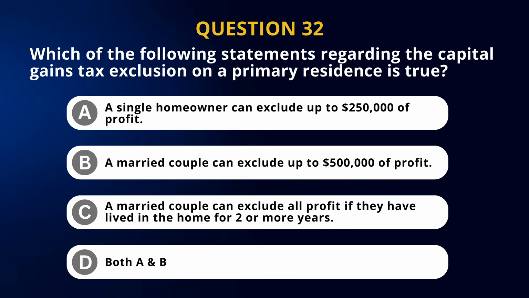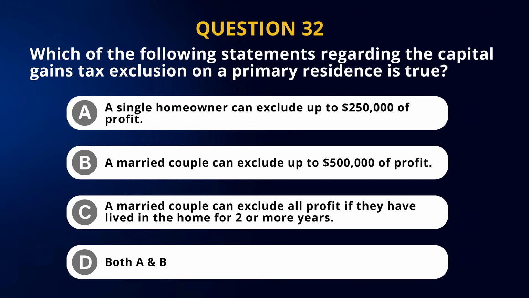Question number 32. Which of the following statements regarding the capital gains tax exclusion on a primary residence is true? Letter A, a single homeowner can exclude up to $250,000 of profit. Letter B, a married couple can exclude up to $500,000 of profit. Letter C, a married couple can exclude all profit if they have lived in the home for 2 or more years. Letter D, both A and B.